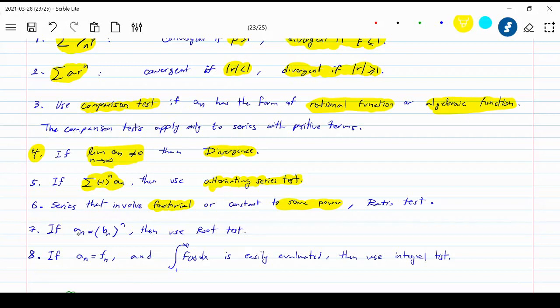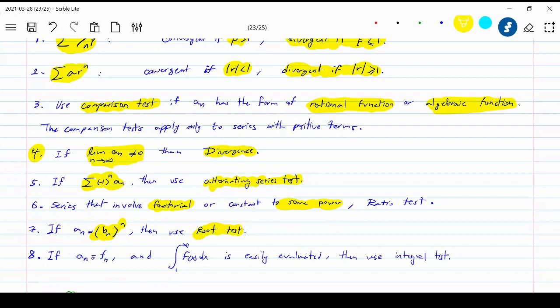If you see an nth power somewhere, where bn already is not a constant, if it's like a variable also, and bn is a sequence by itself raised to the power n, then in that case the idea would be to use the root test, because you want to get rid of the power, at least this nth power, and say, okay, now I can discuss how bn behaves.